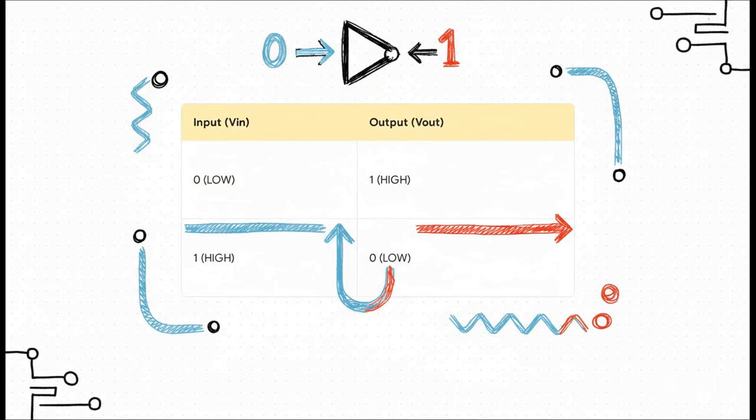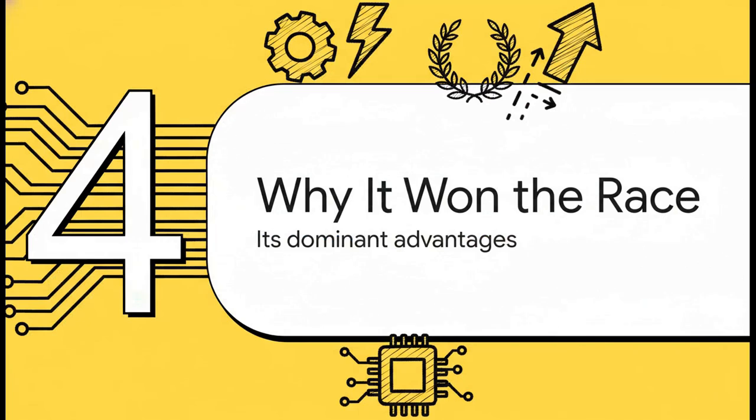And this right here is the whole story in a nutshell. It's called a truth table, and it's the simplest summary of what this amazing little inverter does. If the input is a 0, you get a 1. If the input is a 1, you get a 0. Simple as that. Mission accomplished. Every single time. Okay, so it's a simple switch. Big deal, right? So why is this specific design, the CMOS inverter, the one that completely took over the world? Let's find out. Time for section 4, why it won the race.